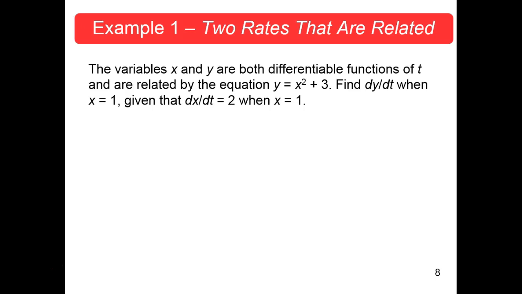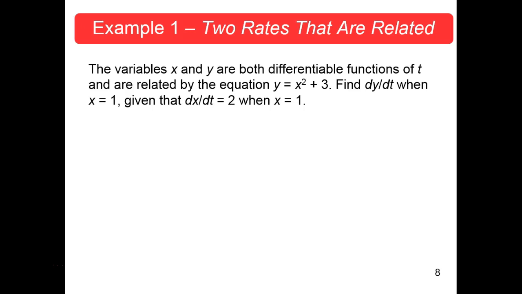x squared. 2x, but because we're taking the derivative with respect to t, not with respect to x, you have to have a dx/dt on. Chain rule, because x and y are functions of t. So dy/dt is equal to 2x times dx/dt, and then we throw that away, the derivative of 3 is 0. So find dy/dt when x is equal to 1, given that dx/dt is equal to 2 when x is equal to 1.